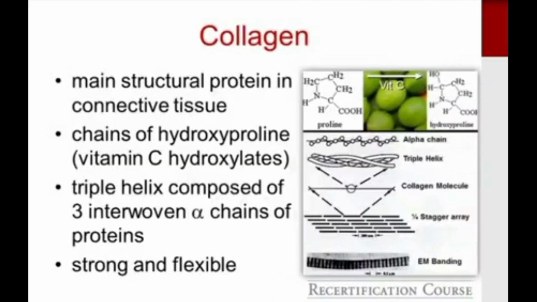Collagen is a main structural protein in connective tissue. It's composed of chains of hydroxyproline that forms a triple helix of three interwoven chains of these proteins. It's important to remember that vitamin C hydroxylates proline into hydroxyproline to compose collagen. Scurvy would be an example of vitamin C deficiency. Collagen is strong and very flexible. It provides a tensile strength for bone and other connective tissues.